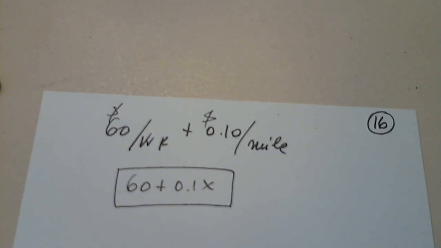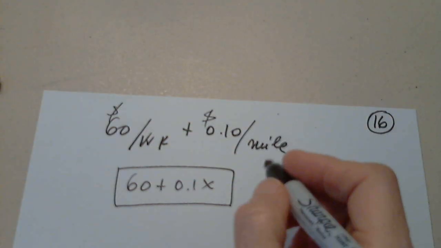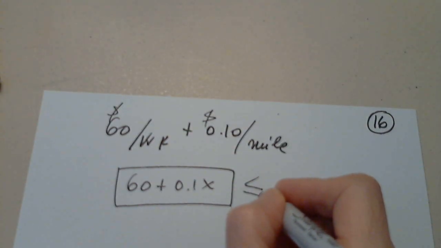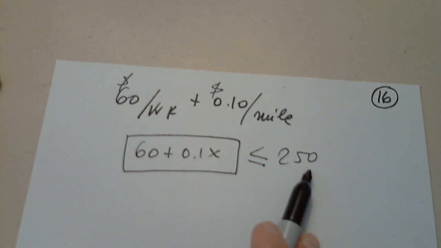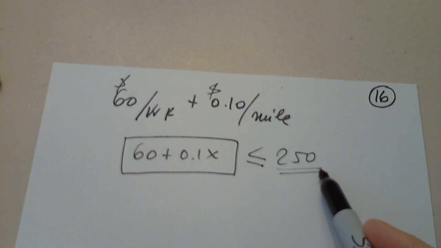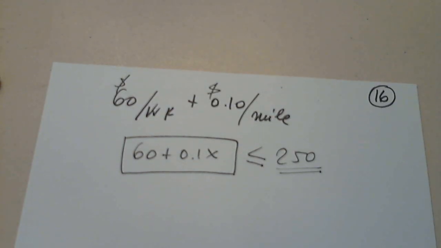Good. Let's read on. Then they said, how many miles can be driven if you have at most $250 to spend? So all this cost cannot exceed $250. Cost less than or equal to cost. You only have $250 to spend. So how many miles can we drive the car and not spend more than $250 per week? At most $250. $250 or less.